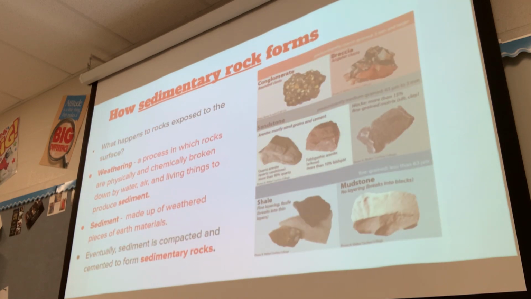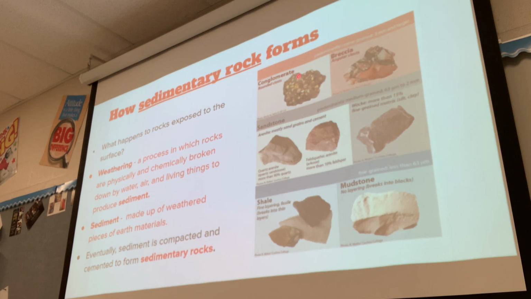Okay, so how is sedimentary rock formed? It's a weathering process in which the rocks are physically and chemically broken down by water, air, and living things to produce sediment. Sediment is basically made up of weathered pieces of earth material. So eventually, the sediment is going to get compacted and kind of pushed together, like they pushed those jelly beans together, and that is going to form the sedimentary rock.